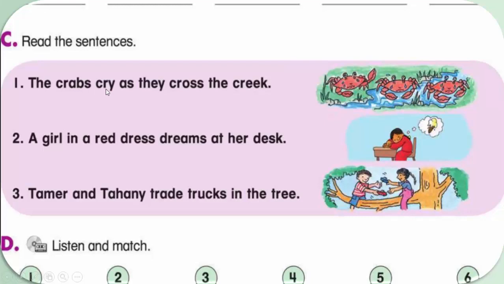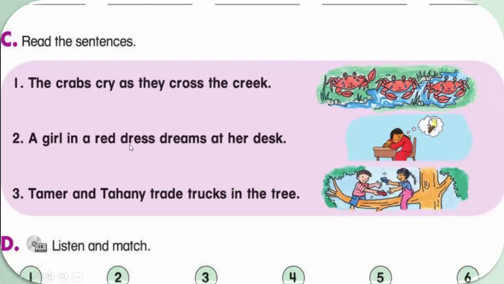Cry, cross, creek, crab. Sentence number two. A girl in a red dress dreams at her desk.